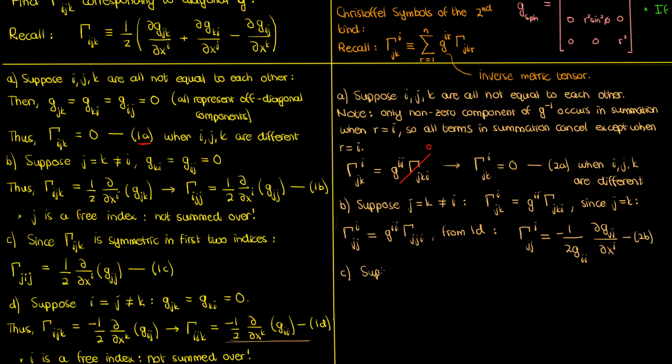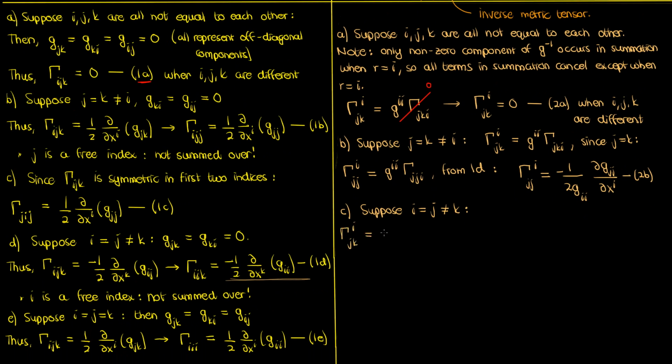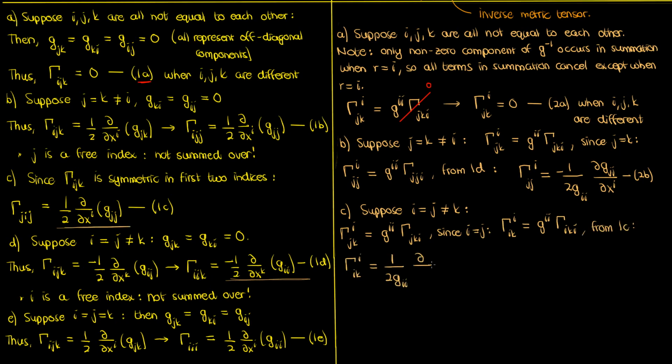The next scenario we'll consider is if the i and the j are equal. In that case, the second kind Christoffel symbol becomes the following. Again, we've gotten rid of the summation because the inverse metric tensor is diagonal, so the only component left in the summation is g super ii. Now this time, since i and j are equal, we've got a first kind Christoffel symbol on the right with its first and third indices equal to each other. If we then use equation 1c to plug in that first kind Christoffel symbol, this is what we end up with.